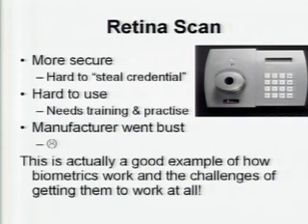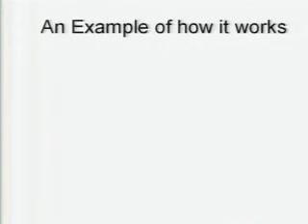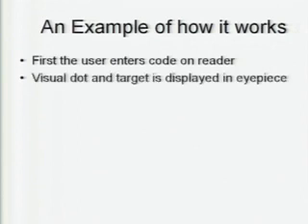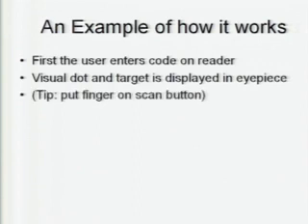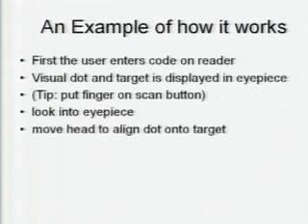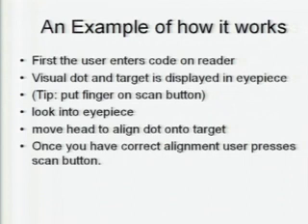Okay, so I'm going to use this and take you through a bit of a worked example just to show you how biometric systems tend to work. So, first of all, user enters a code on the reader. This is a good thing. So we're matching me with my template. And then a visual dot and a little target are displayed on the eyepiece. If you ever use one, before you look in the eyepiece, make sure you've got your finger on the scan button, because you're going to need to press it. So you look into your eyepiece, and literally you shuffle your head around until the dot is in the center of the target, and then you hit the scan button. And then you hold still, because it takes about a second.